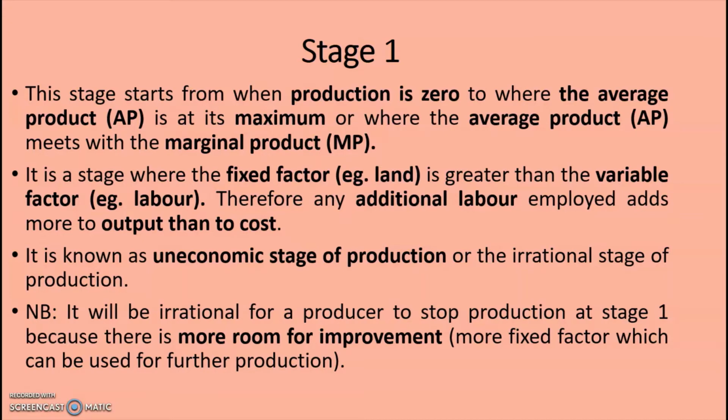Now, the name given to stage 1 is the uneconomical stage of production or the irrational stage of production. This name is given to stage 1 because, as I said, it has more of the fixed factor than the variable factor. In other words, the marginal product of the variable factor is negative at this stage. So it is known as the uneconomical stage of production or the irrational stage of production. So if you are a producer, you don't have to stop production in stage 1, but you rather have to continue production. Now let's move to stage 2.